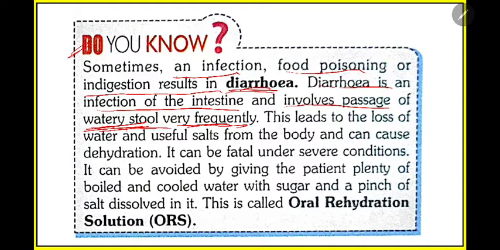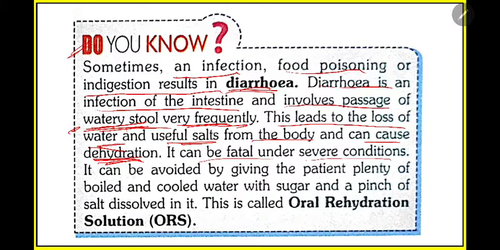In case of diarrhea, this leads to the loss of water and useful salts from the body and can cause dehydration. So in diarrhea, you will repeatedly go to the toilet and pass watery stool. That means you are losing water and useful salts, and ultimately losing water means dehydration. You will have less water in your body. Then it can be fatal under severe conditions. You can die also in case of diarrhea if it is in an extreme condition.